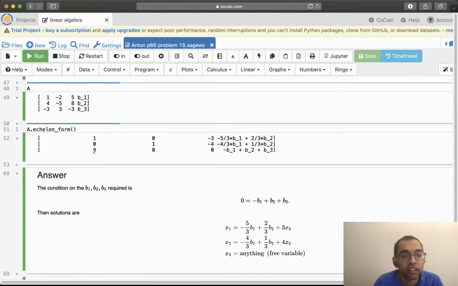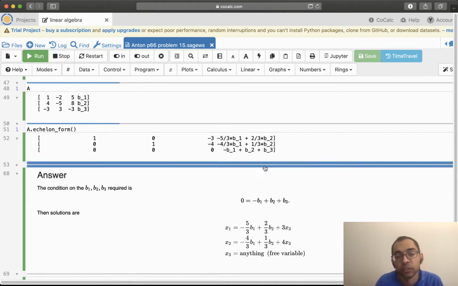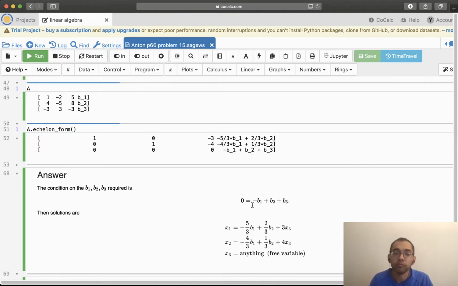Sage's indexing, this last row is 0, 0, 0 equals this thing. So in order for there to be any possible solution, we have to have 0 equals negative B1 plus B2 plus B3. So that's the answer. And then just to be a little bit more thorough, what are the solutions? Again, this problem is asking just for this condition, for there to be solutions. That's what it means for a system of equations to be consistent. It means that there is at least one solution. There could be more. It doesn't have to be exactly one.